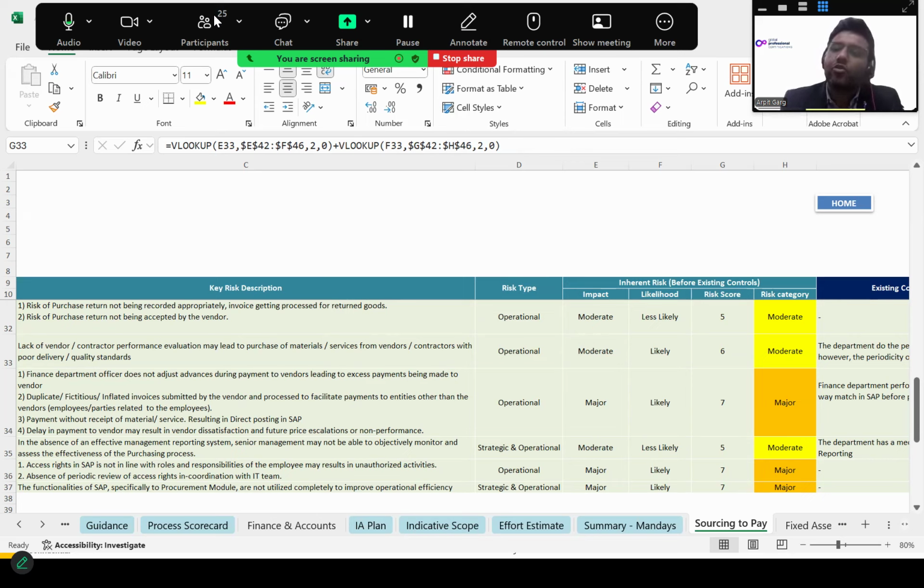So we need to check whether that control is working or not, and that's why it is done at an inherent risk level. Make sense?